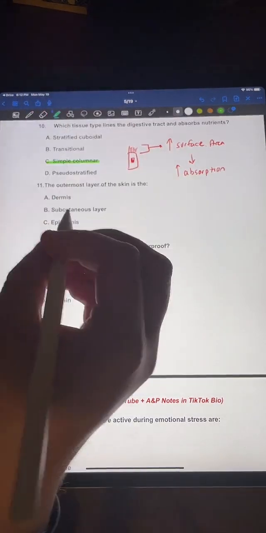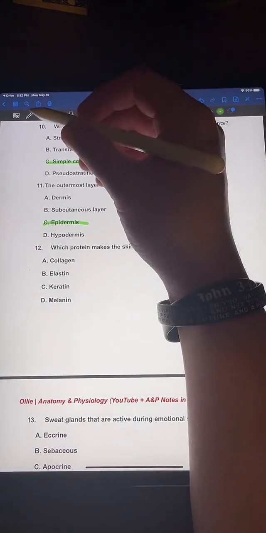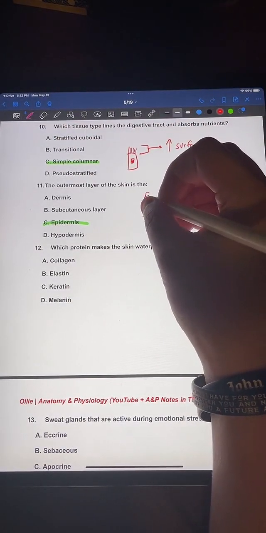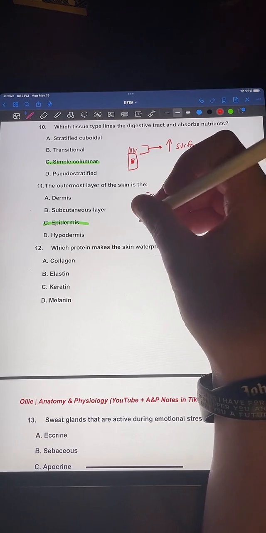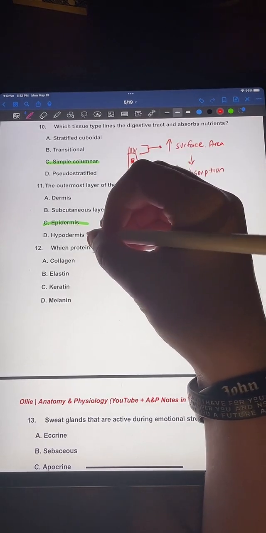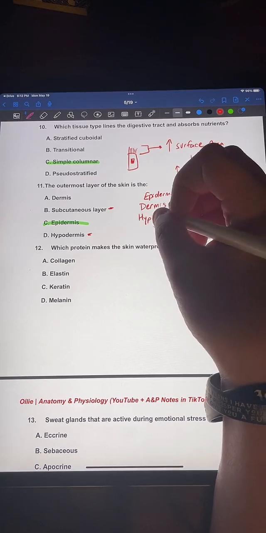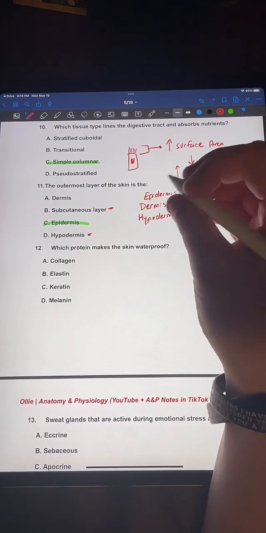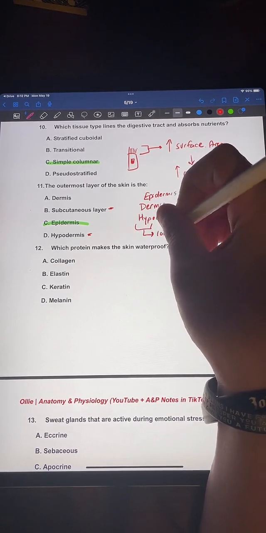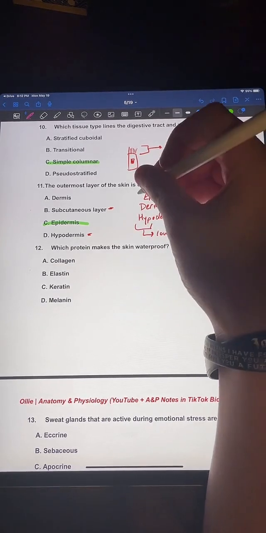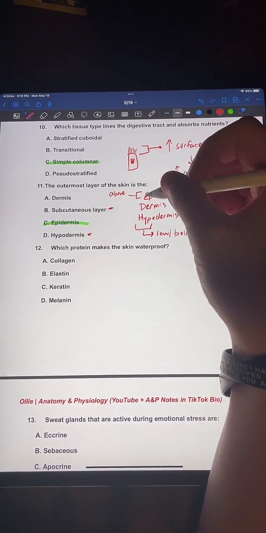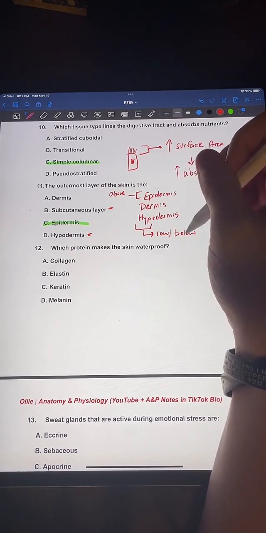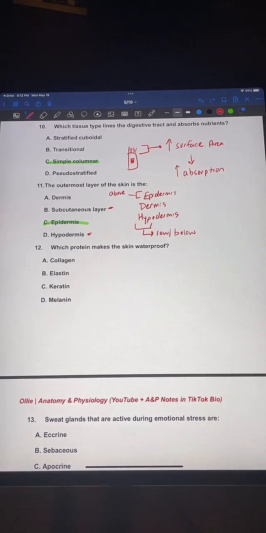Fantastic. It is C. It is epidermis. So we have our epidermis, our dermis, and subcutaneous and hypodermis are the same thing. But a good way to remember this is hypo means low or below, and epi means above. So this would be above the dermis, and then below the dermis. Knowing medical terminology is definitely a good way to remember some things.